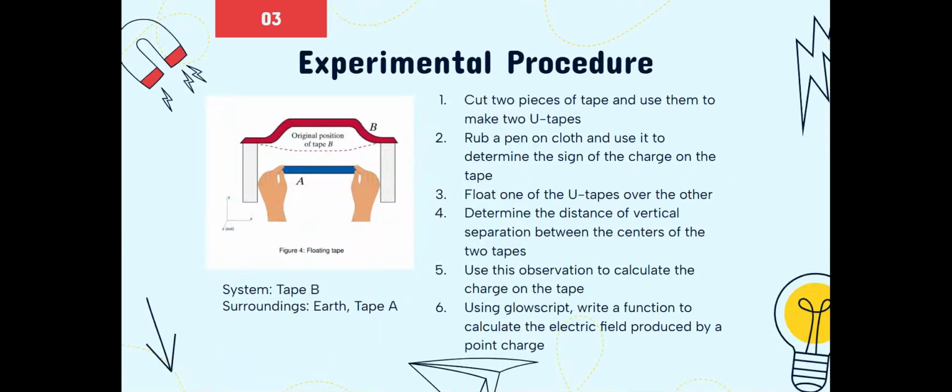For the experimental procedure, we cut two pieces of tape and use them to make two U-tapes. Then we rub a pen on cloth and use it to determine the sign of the charge on the tape. We float one of the U-tapes over the other, as seen in the picture. We then determine the distance of vertical separation between the centers of the two tapes, and we use this observation to calculate the charge on the tape. Then, using GlowScript, we write a function to calculate the electric field produced by a point charge. In this experiment, our system is tape B, and our surroundings are both the Earth and tape A.